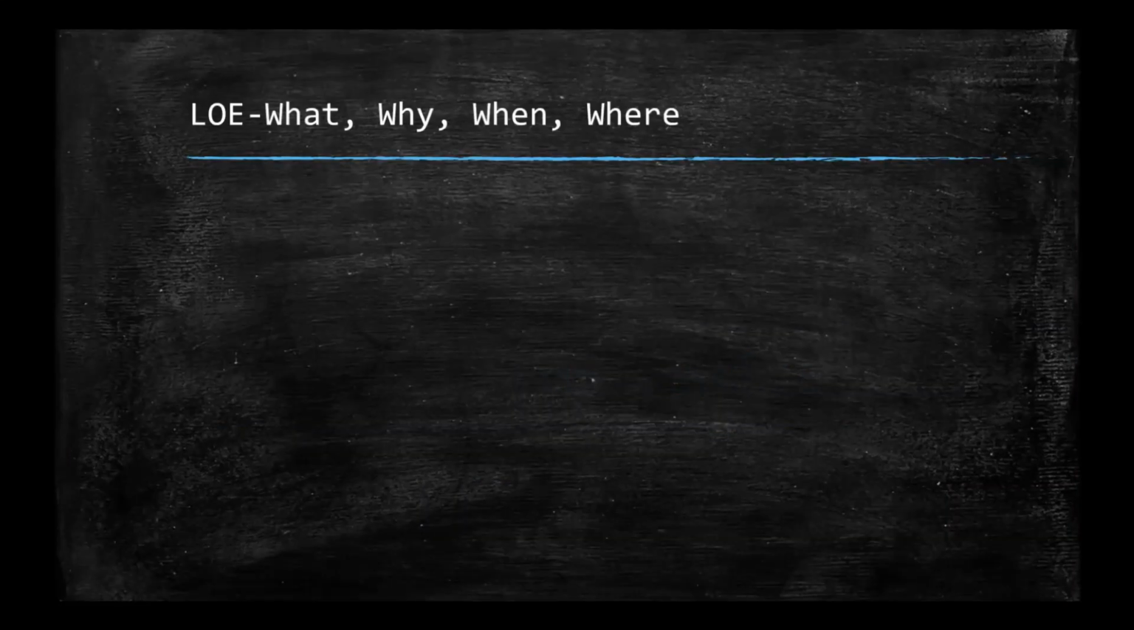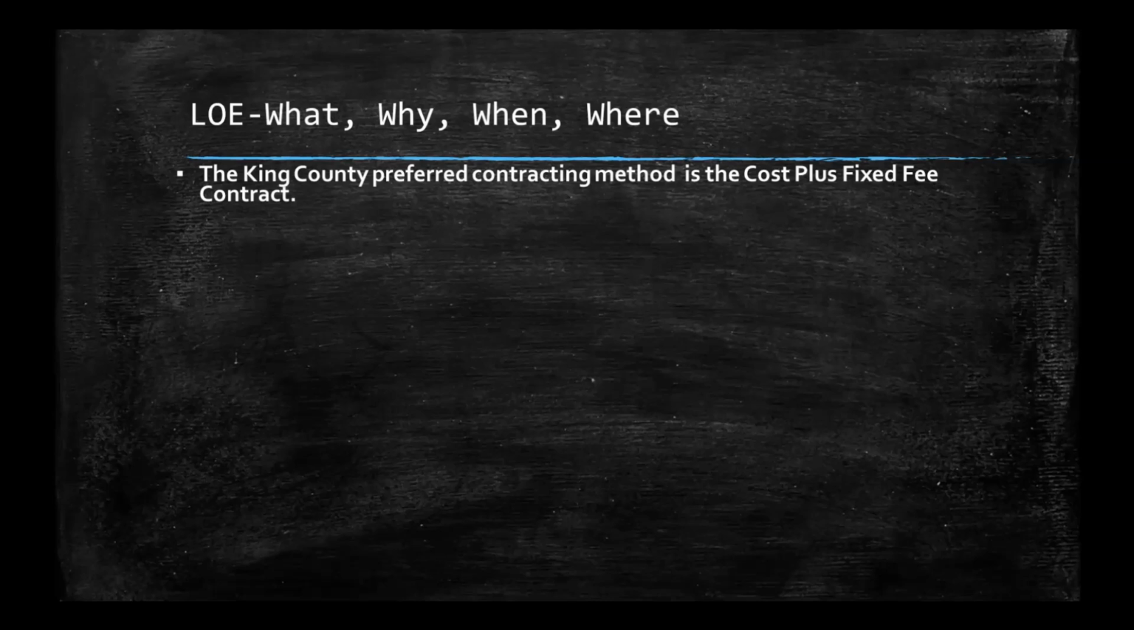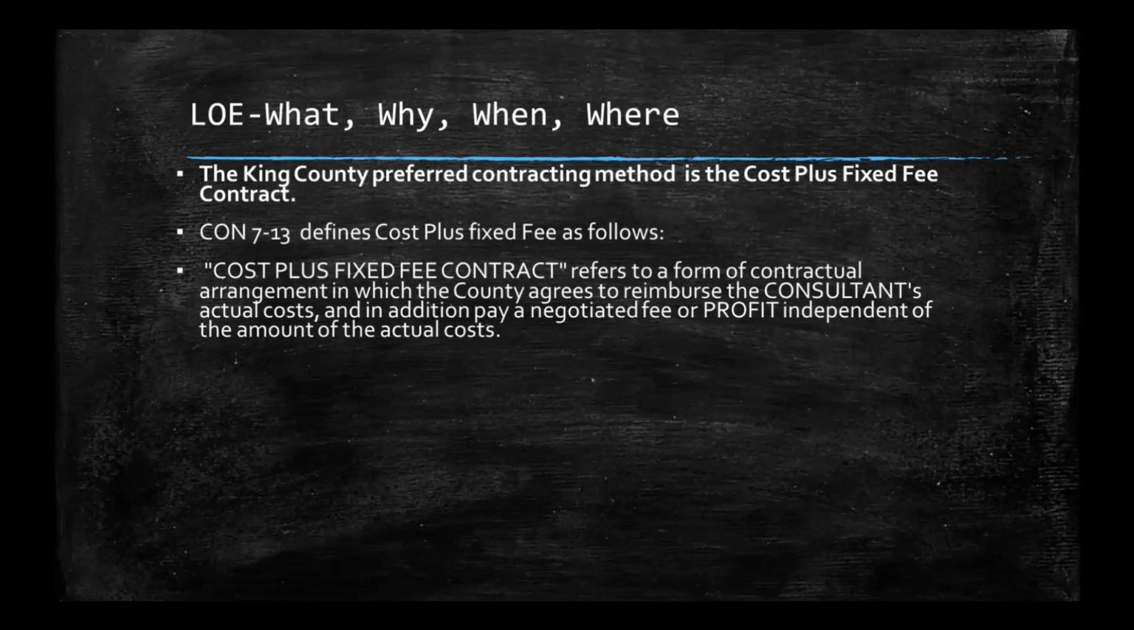The LOE: what, why, when, and where. The King County preferred contracting method is a cost plus fixed fee contract. Con 713 defines cost plus fixed fee as follows: cost plus fixed fee contract refers to a form of contractual arrangement in which the county agrees to reimburse the consultant's actual costs and in addition pay a negotiated fee or profit independent of the amount of the actual cost.